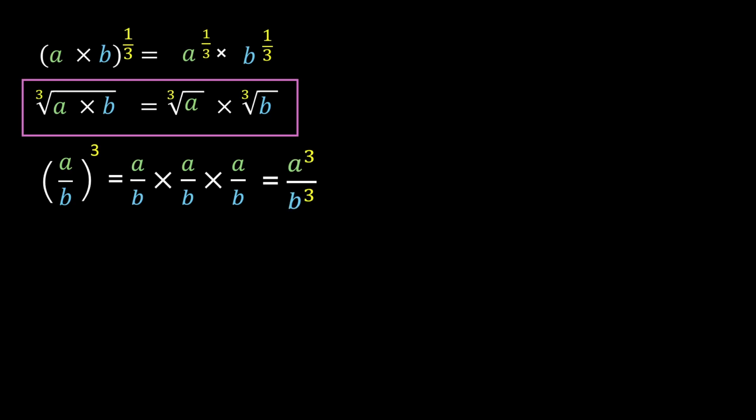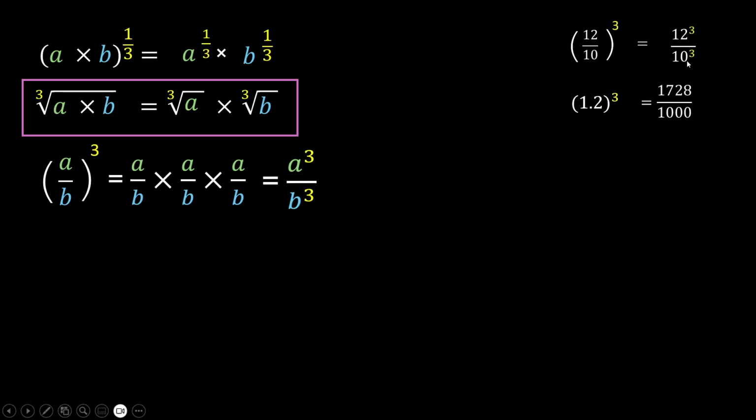We can quickly verify this through an example as well. Let's say a is 12 and b is 10. We need to check if the cube of this is equal to 12 cube upon 10 cube. 12 upon 10 is 1.2. And over here on the right hand side, the cube of 12 is 1728. Cube of 10 is 1000. So, 1.2 into 1.2 into 1.2 is 1.728. On the right hand side, we have 1.728 as well. So, this is valid, right?